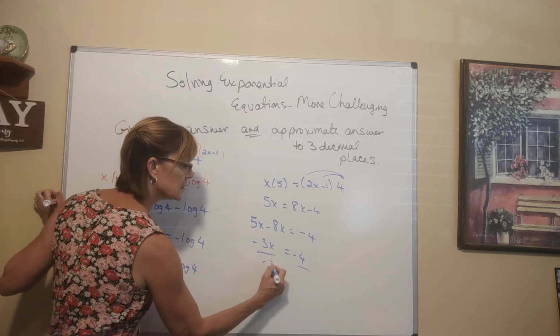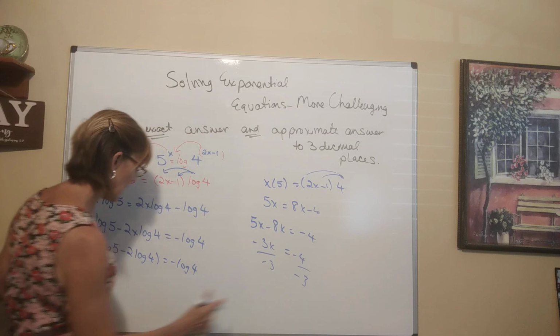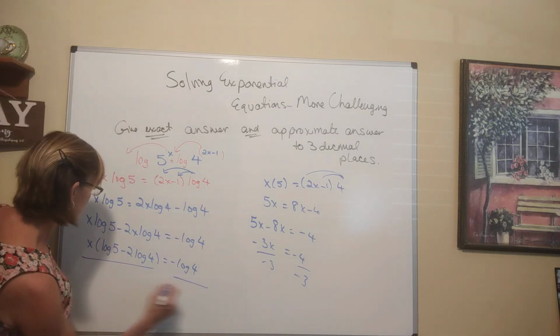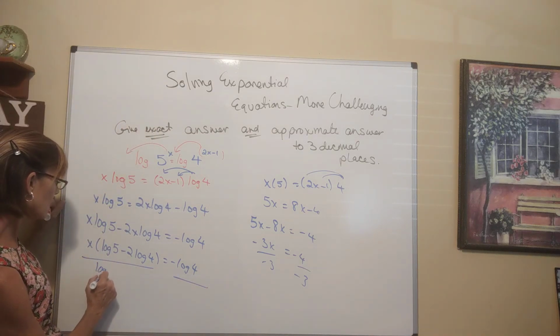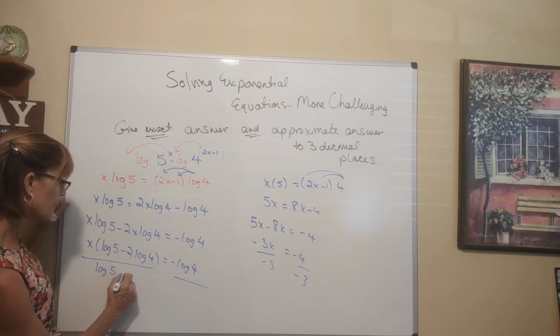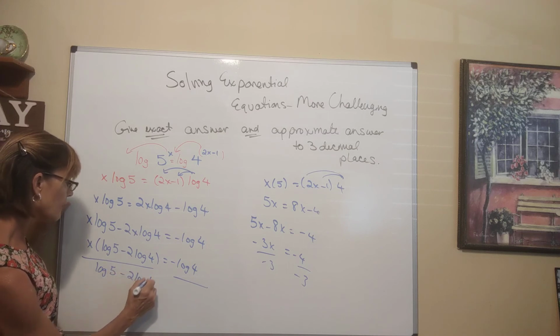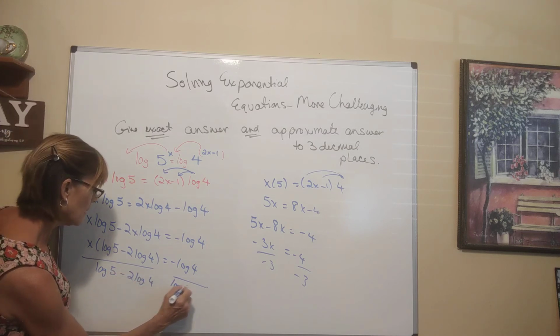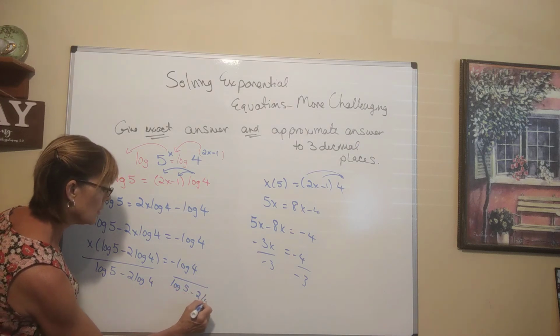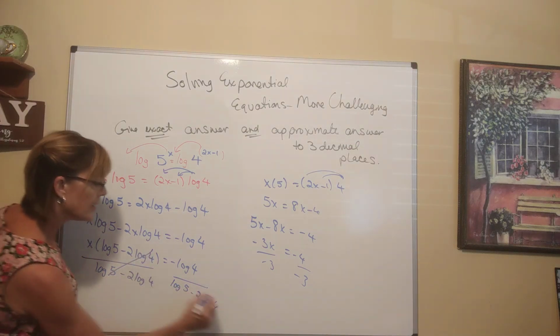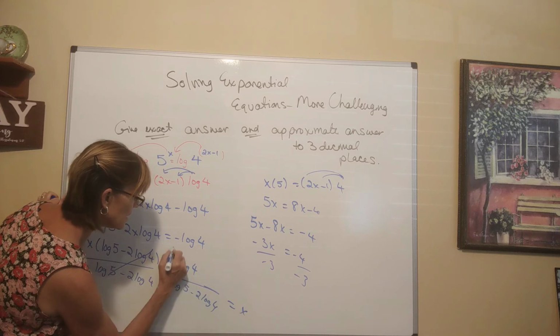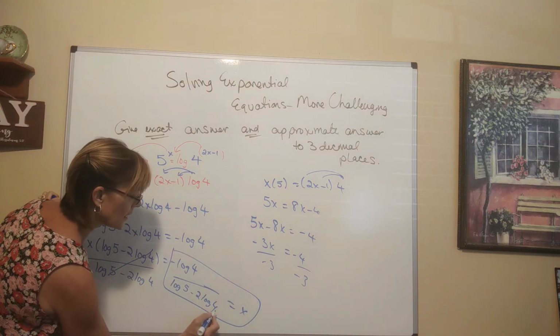Divide both sides by negative 3 in this case. Divide both sides by log of 5 minus 2 log of 4. And that's what x equals. This is the exact answer.